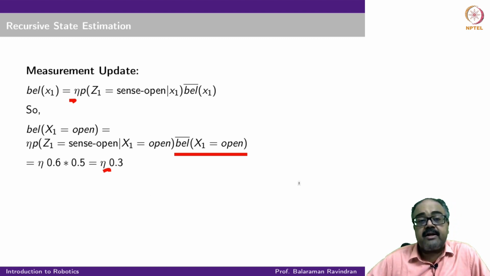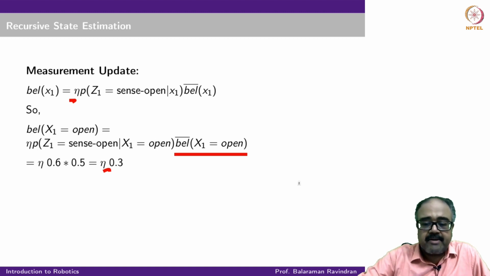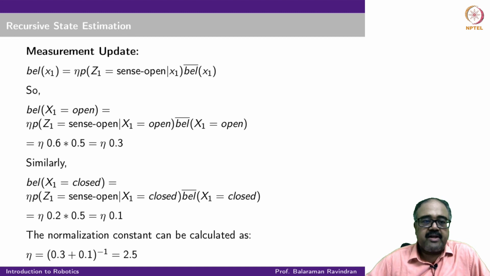Now what's the next thing I have to look at? I have to look at the belief that x1 is closed. Again I look at the belief bell bar that x1 is closed, and the probability that I'm going to sense the door as open given that x1 is closed. So what is the probability that x1 is closed for me? It is 0.5, we already know that. This is our bell bar. The probability I'll sense it to be open given that x1 is closed is 0.2. Remember that the two probabilities I pointed out to you are 0.6 and 0.2. So that's a 0.2 probability.